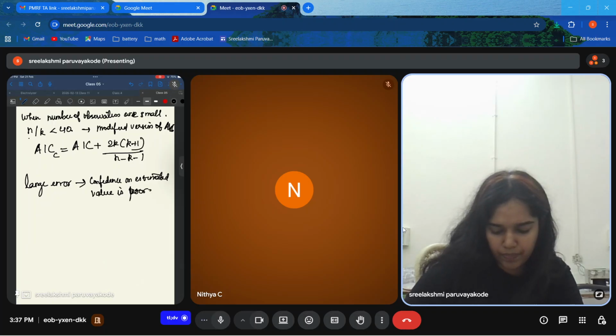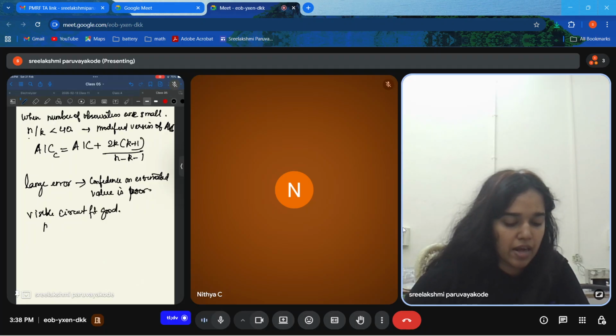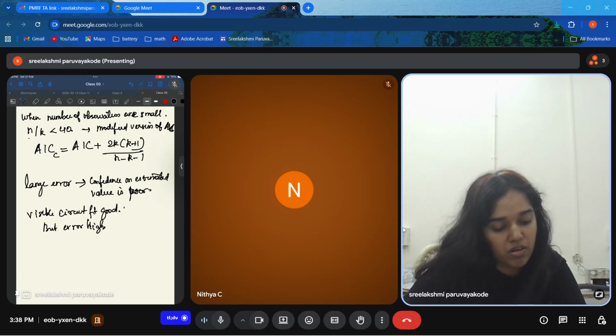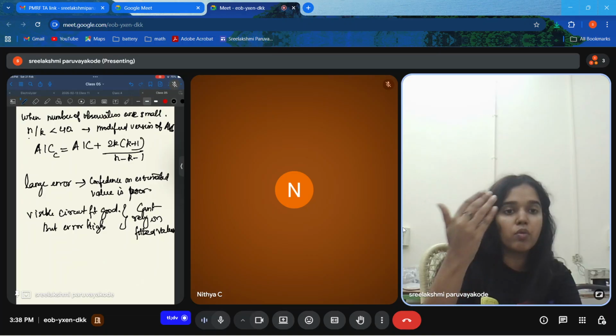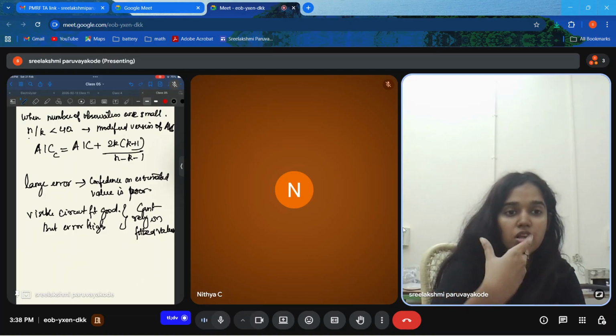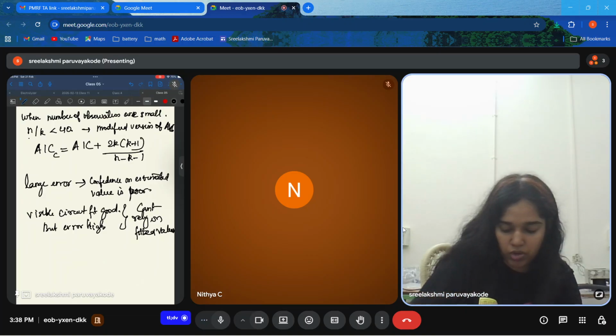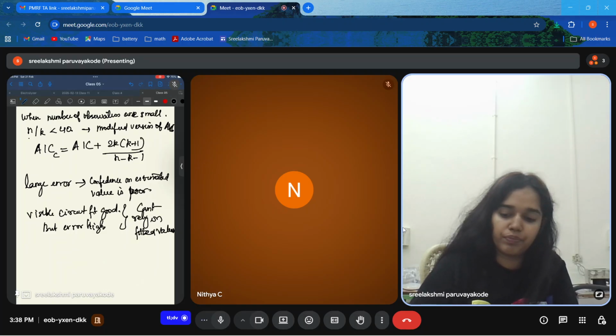I can say poor. The circuit fit will be good visibly, but the error is high. So in this case also, we cannot rely on the fitted values. It's not always about what you see visually, but error-wise, if it is very large, we cannot rely on that data. We have to look for an alternative. Okay.